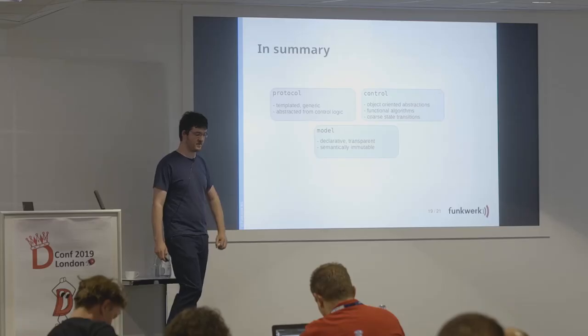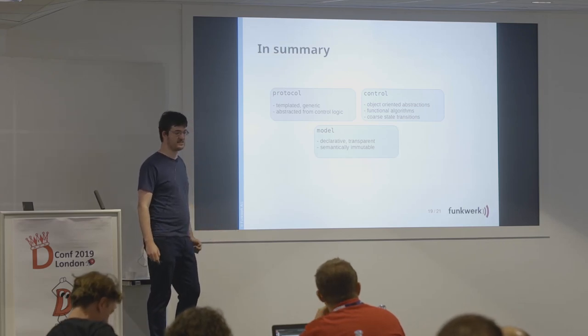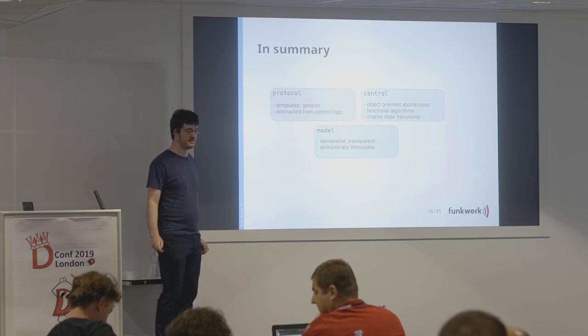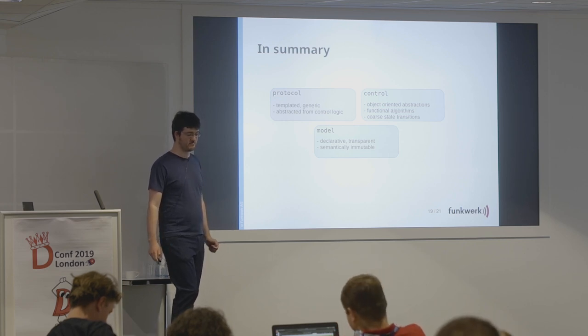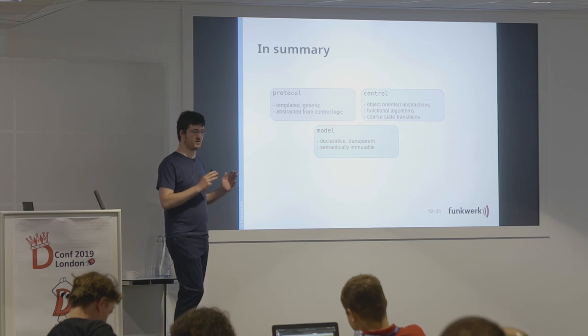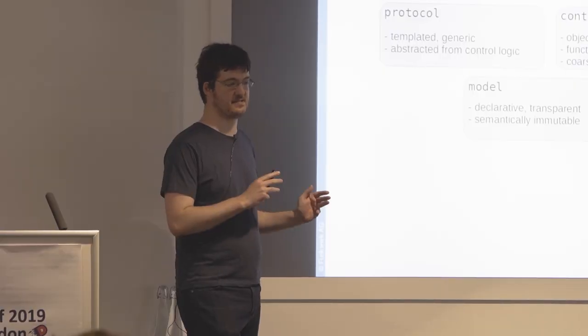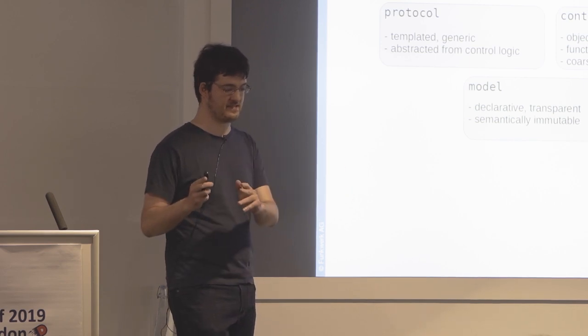So in summary, at the protocol layer, you can take very much advantage of the fact that your model is transparent, your model is plain old data, it's readable. Everything on the protocol layer can be generated. Everything on the protocol layer can be swapped out. It's very nice. On the control layer, this is the layer where object orientation, process-based object orientation comes into play. You have a small number of points where you change state. You have functional algorithms, you have range-based algorithms, and you have very coarse state transitions. What I mean by coarse is that the state of your program changes in one go. You go from one valid state to another valid state.